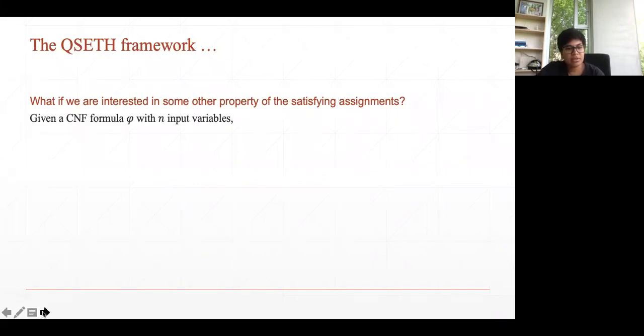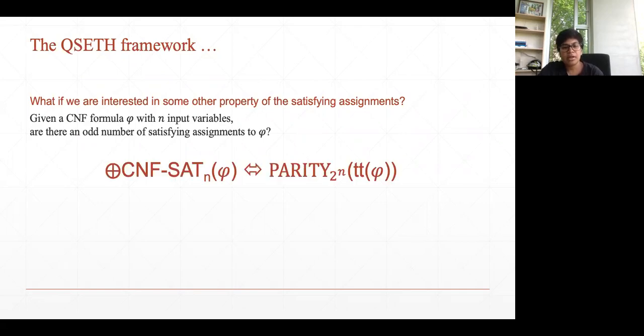Say, for example, we have a formula and we are interested in whether there is an odd number of satisfying assignments to this phi, and not just whether satisfying assignments exist or not. We would call that parity CNF-SAT. And if I asked you how much time you think it would take for us to compute parity CNF-SAT quantumly?